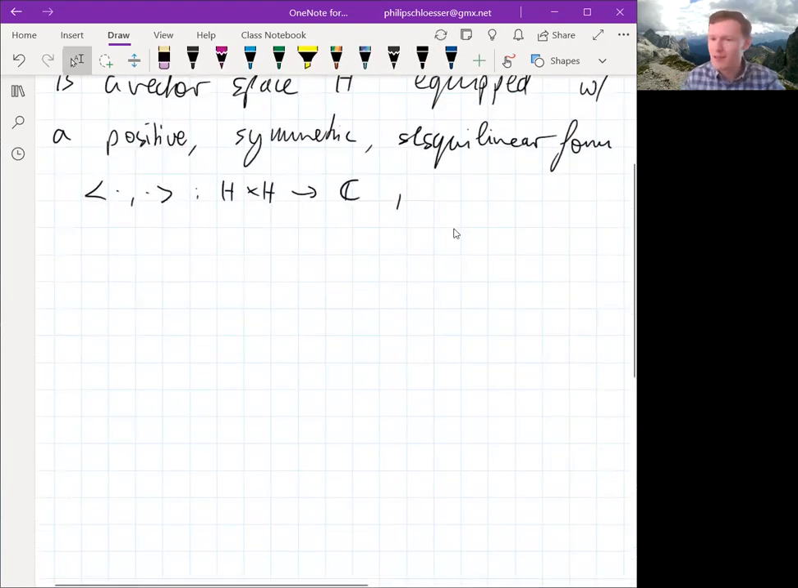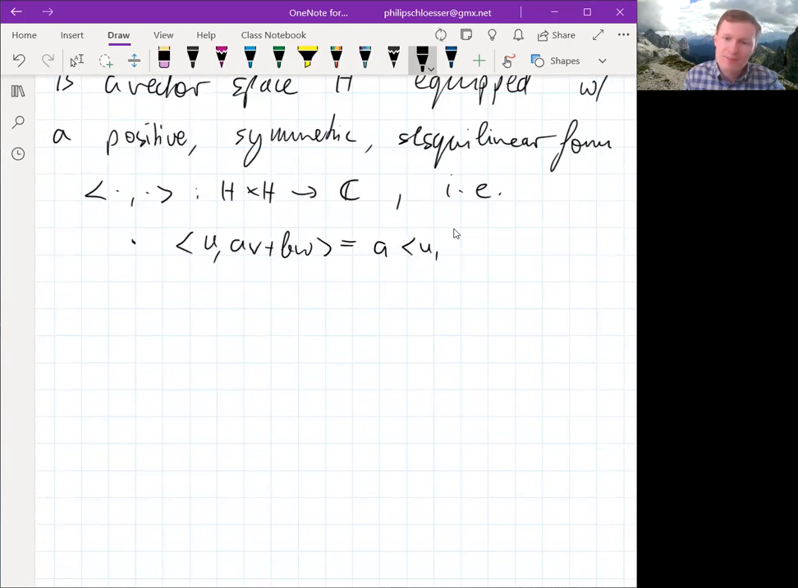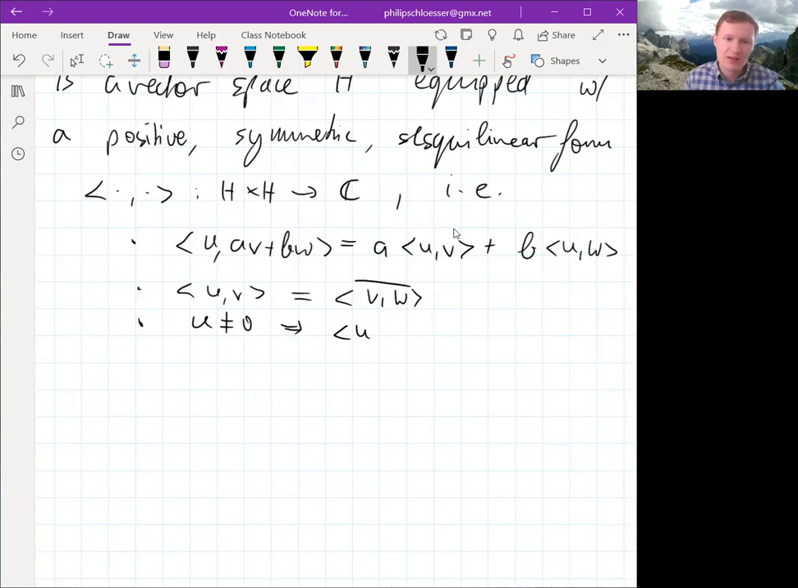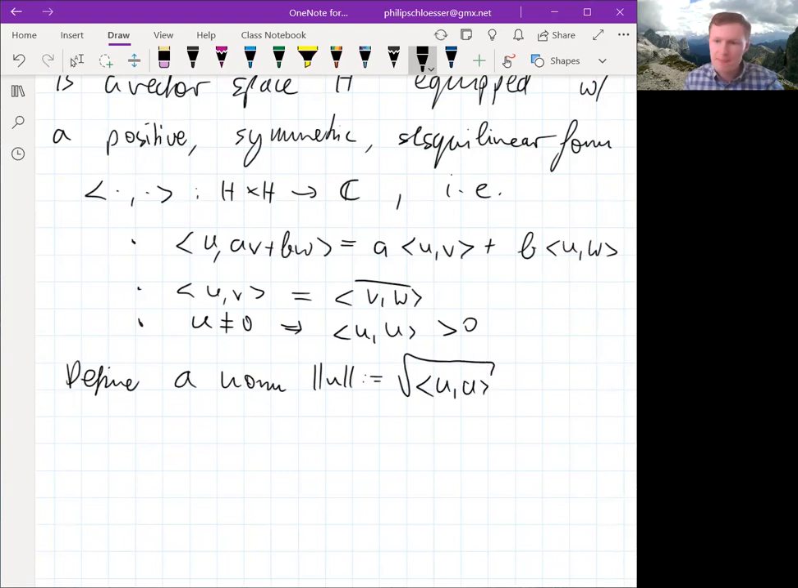And what does that mean in particular? Firstly, the thing is linear in the second component, which is the physics convention, not the maths one. And it is symmetric, but if you exchange the arguments, you have to take the complex conjugate. And if U is not the zero vector, then the scalar product of U with itself is positive. And that means we can define a norm, just as the square root of U with itself. And H equipped with that norm is a normed space. So the inner product defines a norm, a metric, and therefore a topology.